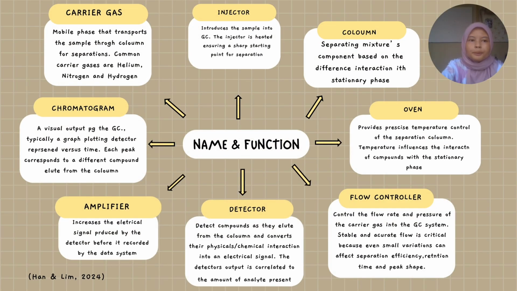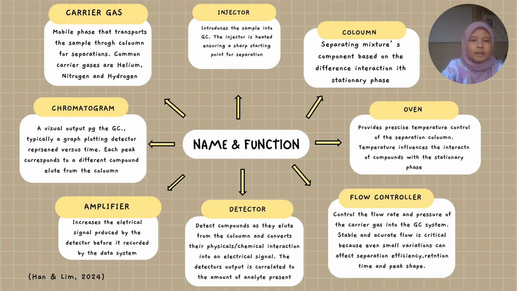On this slide, I will explain the main components of the gas chromatography or GC system. First is the carrier gas, which acts as the mobile phase. It carries the sample through the columns. Common carrier gases are helium, nitrogen, and hydrogen.